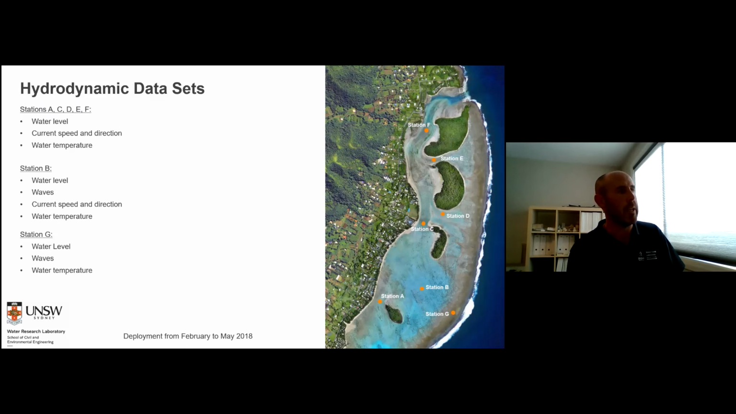And we had different data sets coming out of the different stations. So most of them had water level, current speed and direction and water temperature, with the exception of that Station G. Station B and G had waves as well. And some of those data sets were being processed so we could get infragravity wave data, as well as wind wave data, different things like that.